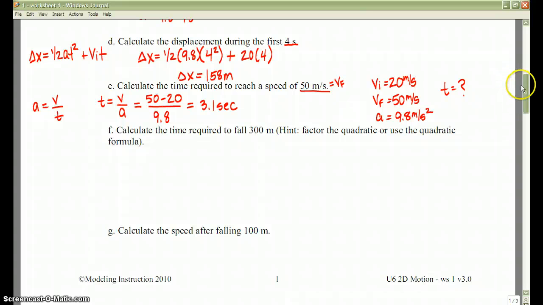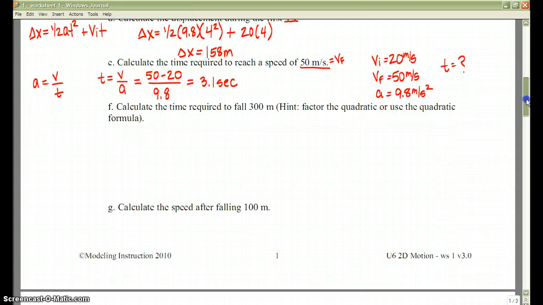For the last part, part F, calculate the time required to fall 300 meters. We do have to use the quadratic formula. I know most of you have graphing calculators, which you can just plug in the numbers. I'm going to put down over to the side how to solve the quadratic, just in case you did forget how to do that. It's negative b plus or minus the square root of b squared minus 4ac, and the whole thing is over 2a.